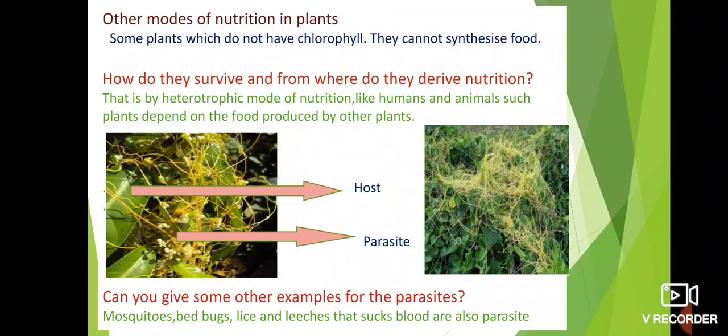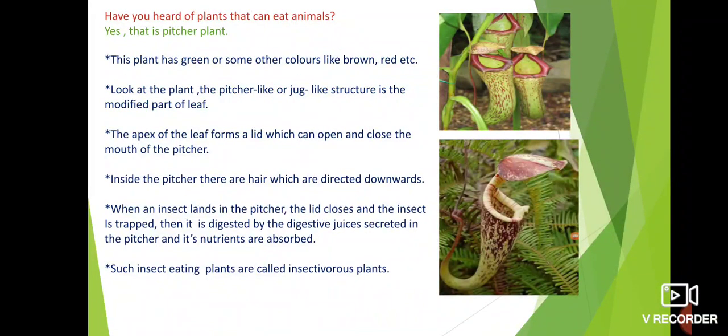The organisms which get food from other organisms are called parasites, and the organisms which give food are called hosts. The organism which gets food is the parasite. The organism which gives food is the host. This is clear about the heterotrophic mode of nutrition found in plants. The plant which provides food is called host. The plant which gets food is called parasite.